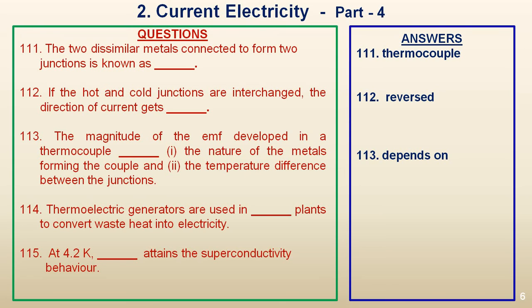Thermoelectric generators are used in power plants to convert waste heat into electricity. The waste heat can be converted into electricity using these thermoelectric generators. Question number 115. At 4.2 Kelvin, dash attains superconductivity behavior. We know it is nothing but mercury. Mercury attains a superconductivity phenomenon at 4.2 Kelvin. And 4.2 Kelvin is called the transition temperature.